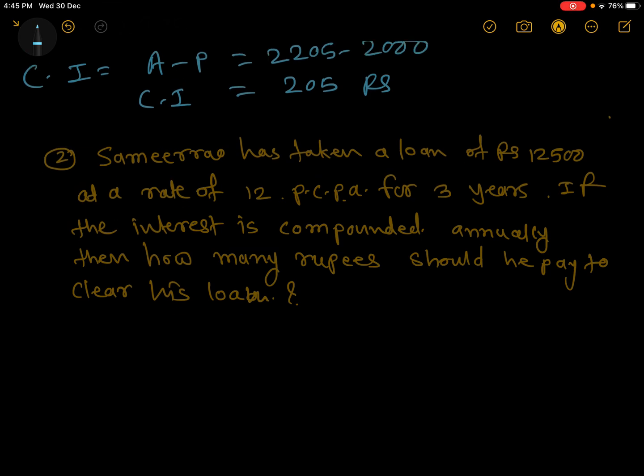Then we take the next example. Samir Rao has taken a loan of 12,500 at the rate of 12 PCPA for 3 years. If the interest is compounded annually, then how many rupees should be paid to clear his loan?